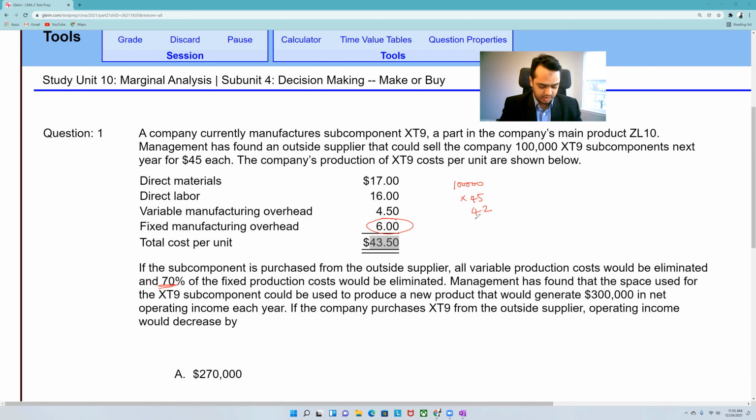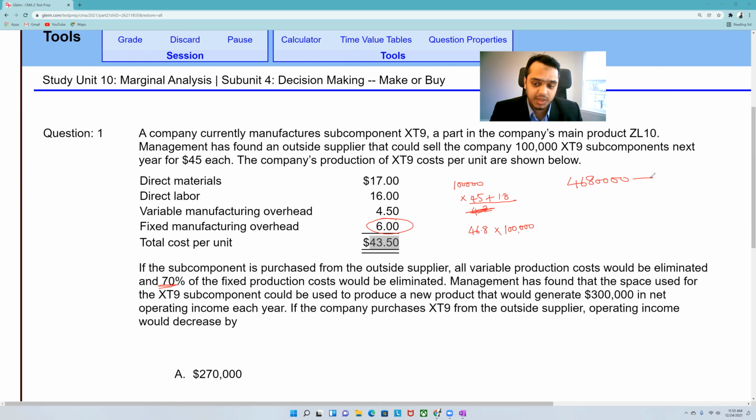6 multiplied by 0.3, so it is 1.8. 45 plus 1.8 is 46.8, multiplied by 100,000, which is 4,680,000. This is the cost which will be levied if you purchase it from outside.